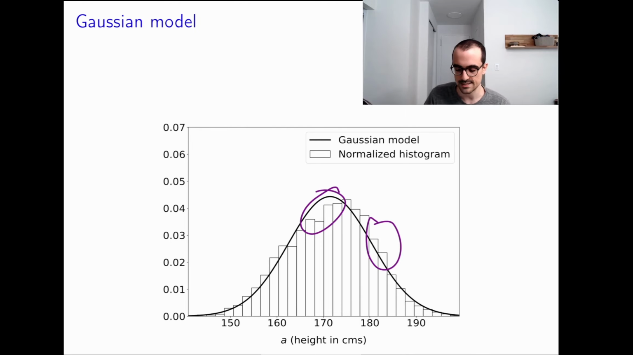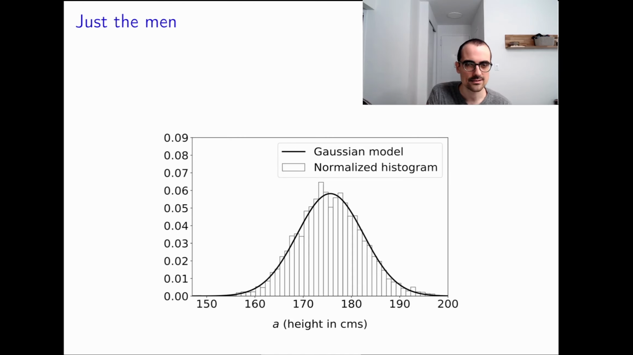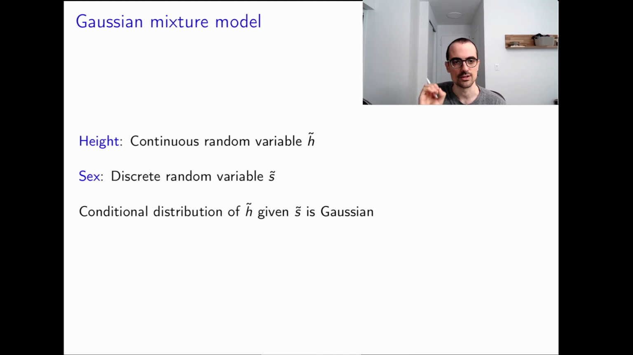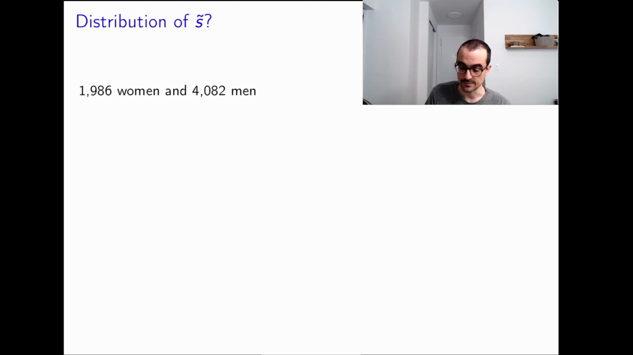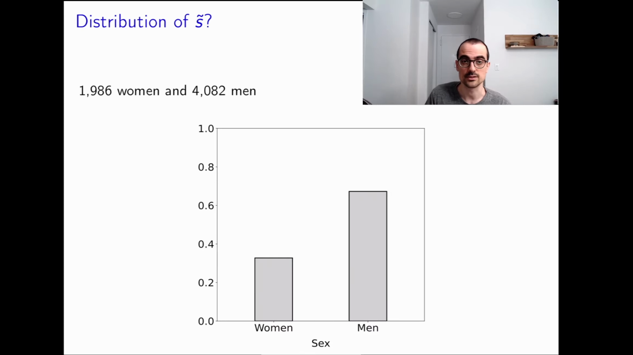And what we do is we realize that if we just fit the men using a Gaussian, we actually get a pretty good fit. And we'll see that with the women it's the same. So we build a model that mixes these two Gaussians. That's why it's called a Gaussian mixture model, based on a discrete random variable, which is sex. Okay, so the conditional distribution of height given sex is going to be Gaussian. And the distribution of sex is just the fraction of men and women. Okay, that's really easy. So we are able to estimate the parameters of this joint distribution from the data.